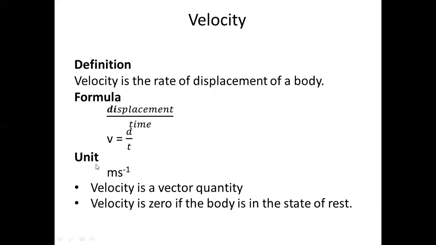The SI unit of both speed and velocity is the same. It is meter per second. Since velocity is equal to displacement divided by time, and displacement is a vector quantity, therefore velocity is also a vector quantity. Velocity is zero if the body is in the state of rest, just like speed is zero when the body is in the state of rest.